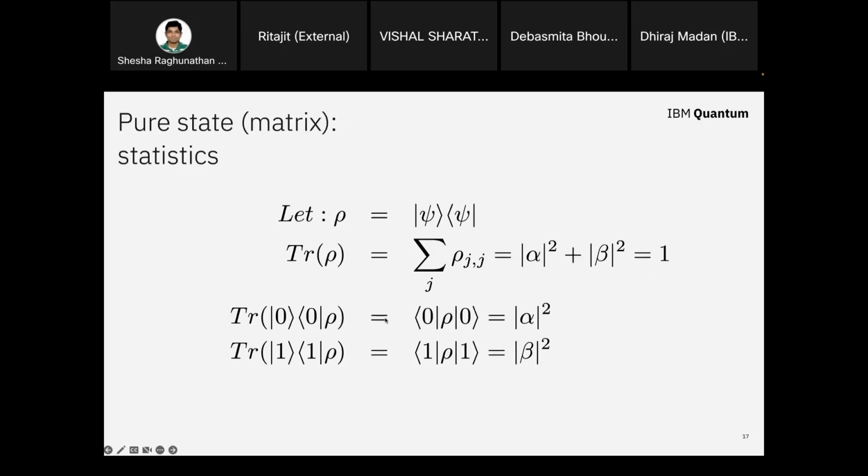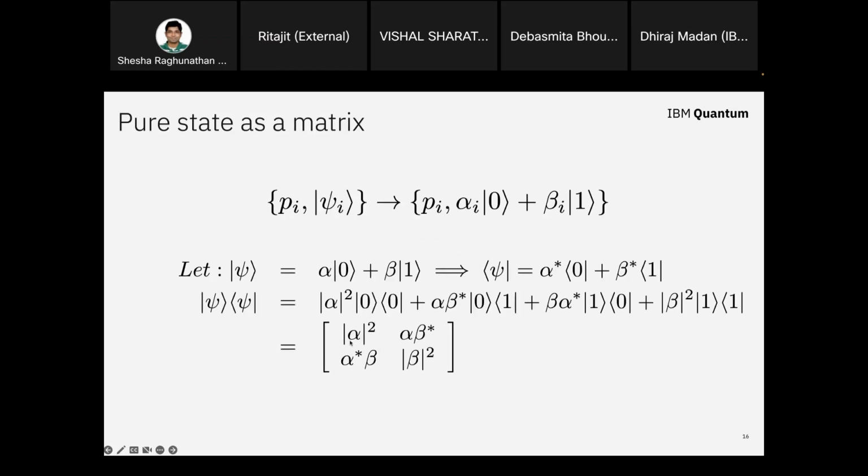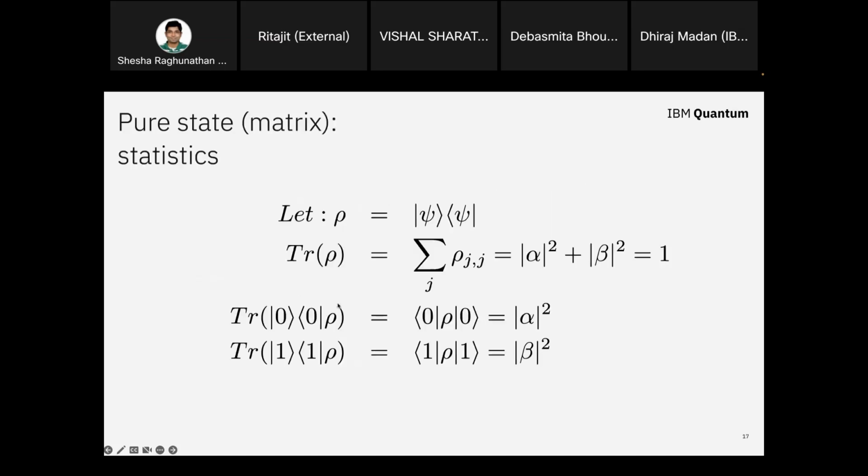Now let's measure it. Let's say you did a projective measurement and you did a |0><0| on it. Trace of |0><0| rho is telling you to pick the 0,0 position of this particular matrix. And you know that this is mod alpha square. You can also look at it in the outer product representation, which is mod alpha square. If you're multiplying, you want to pick this one out. So when you do that, you get mod alpha square. And if you want to measure 1, you apply a projective measurement of |1><1|, and you get mod beta square.